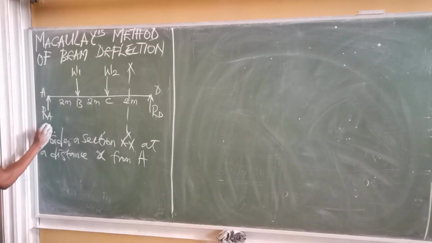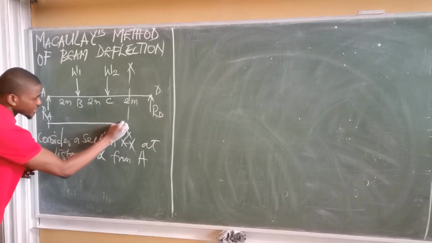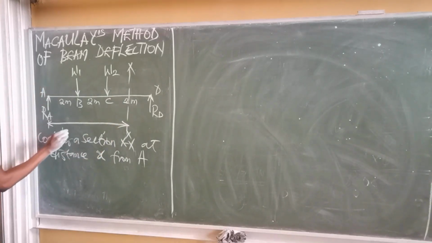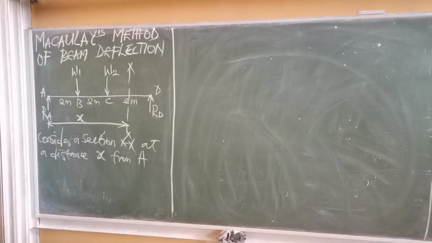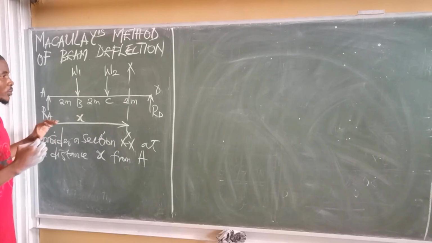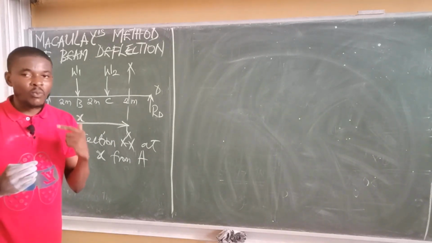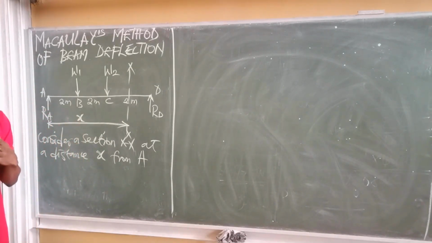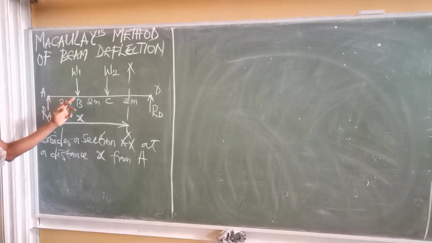Now we said let the distance from point A to the point of section be X meters. That's what Macaulay's method is saying. In Macaulay's method, we employ this to form just one equation, and then we carry out our bending equation to analyze for deflection and slope. So if the distance from point A to the point of section is X meters, what then is the distance of this load? Of course, I have W1.